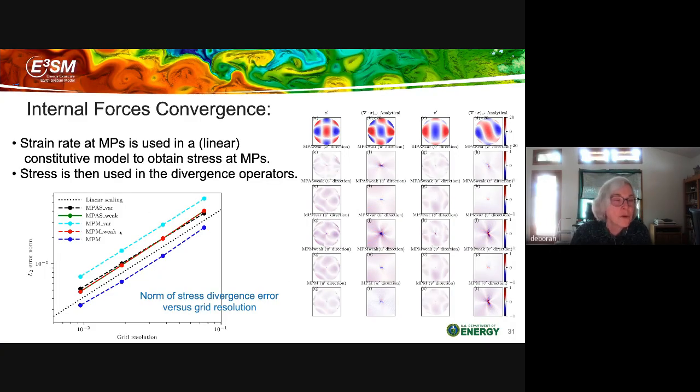In terms of convergence, the MPM variational form has the worst error. The MPM weak and the original MPAS algorithms basically have the same errors, and our new MPM stress divergence has the least error, but they all have the same convergence rate.